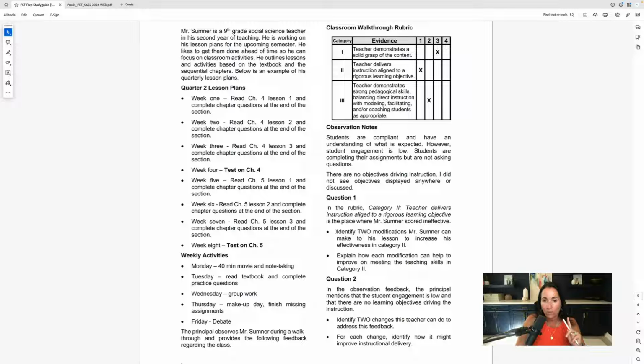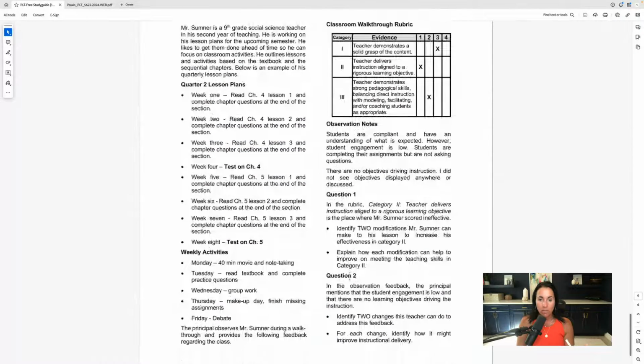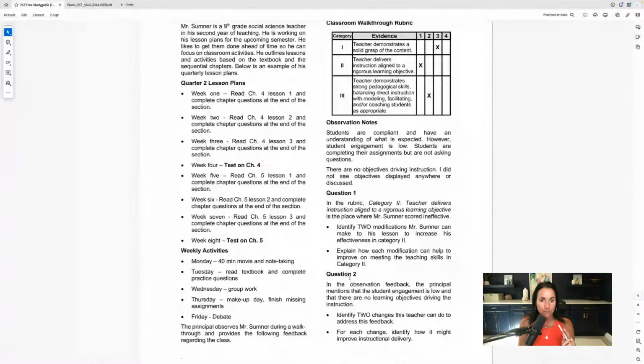Question 1 is going to be one paragraph, because notice I have 2 questions here. I have question 1 and question 2. So for this particular constructed response, I'm going to have 2 paragraphs, okay? So my first paragraph is going to be identify 2 modifications. And the modifications need to improve this category here: teacher delivers instruction aligned to a rigorous learning objective. All right. So he only got a 1 in this area. He must be lacking here.